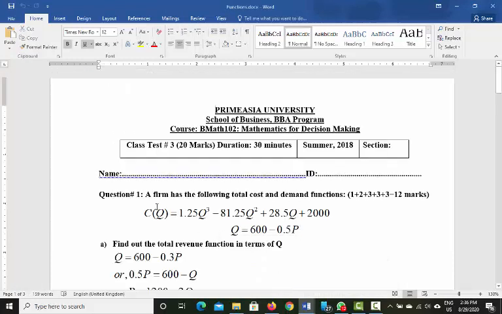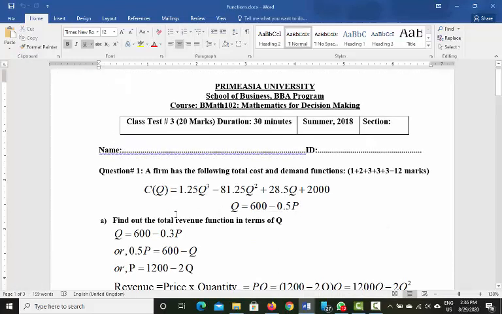Right. So now we have a question here. For example, the question we have here is: a firm has the following total cost and demand function. So this is the cost function. From the name itself we can understand this is the cost function, and the variable is Q, and this is the demand function. But as you can see, in the demand function the variable is Q only. The function can be written this way also. So this is the demand function, this is the cost function, right?